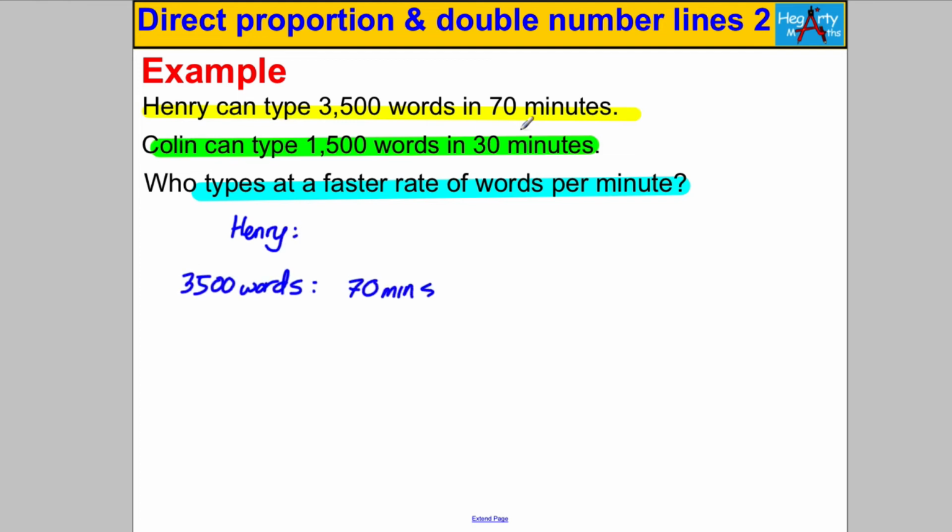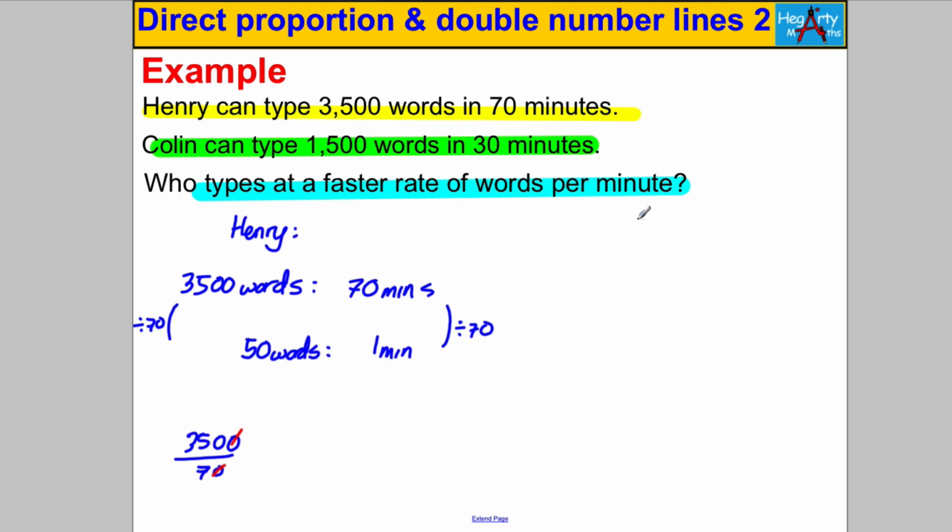Okay, now we want to work out how many words he types in 1 minute. So we're going to divide here by 70 to get 1 minute. And we'd have to go over here and we'd have to divide by 70 as well, right? So we can go off and do 3,500 divided by 70. So we can divide the top and bottom by 10, alright? And 350 divided by 10 is equal to 50. So we're getting ourselves that he's doing 50 words per 1 minute.